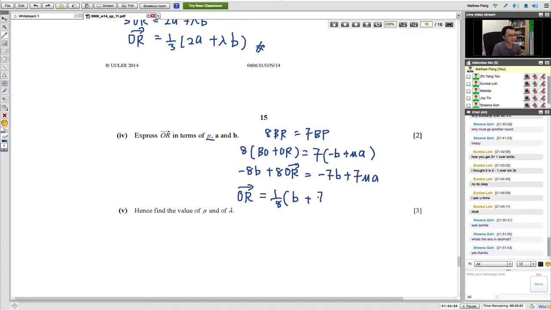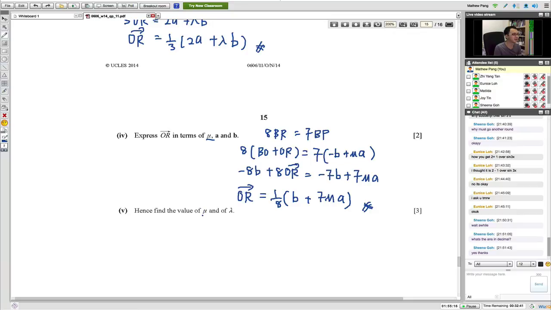Okay, this one is just the algebra. If you find this step confusing, you can do it one by one. Move the negative 8B to the other side, you'll get positive 8B. Then positive 8B minus 7B, you'll get B plus 7 mu A. And move the 8 to the other side, you'll get 1/8. Okay, done. Then hence find the values of mu and lambda.